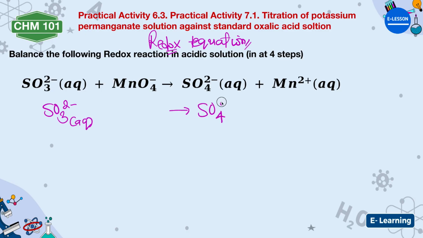Something like this. How many sulfur is here? 1. How many sulfur is here? 1. So sulfur is balanced. How many oxygen is here? 3. How many oxygen here? 4.